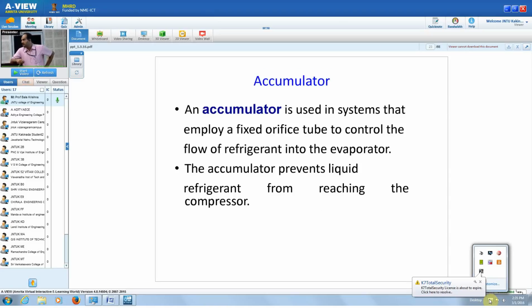Next slide. Then the accumulator. It is also like a dryer, but the dryer is installed before the evaporator, and the accumulator is used in systems that employ a fixed orifice tube to control the flow of refrigerant into the evaporator. The accumulator prevents liquid refrigerant from reaching the compressor. Right? Before going to the compressor, if any liquid is there, then it will accumulate.